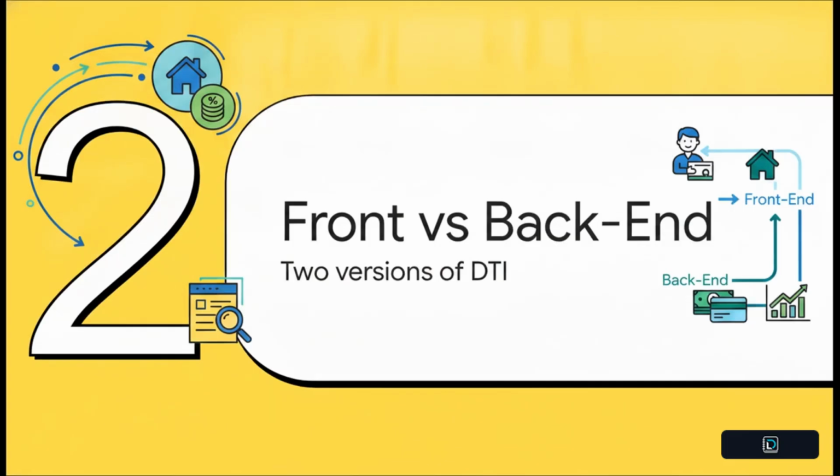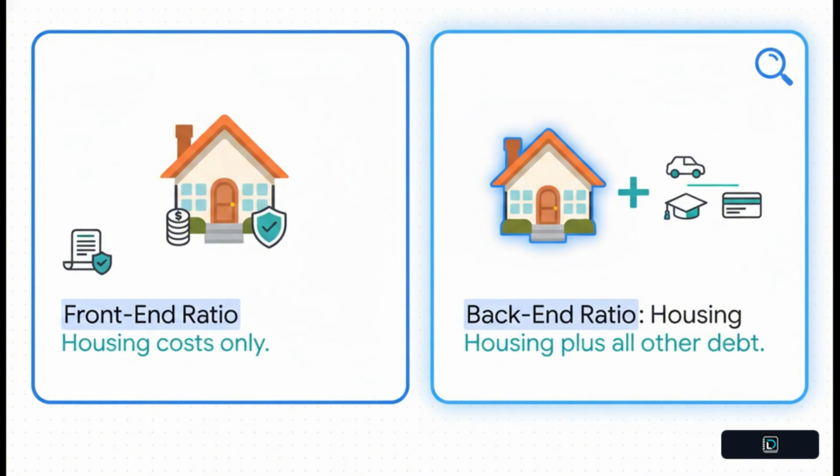All right, moving right along to part 2. When you actually apply for that mortgage, lenders are looking at 2 totally different versions of this ratio behind closed doors. And this brilliantly illustrates the difference. You've got the front-end ratio and the back-end ratio. The front end is basically just your housing ratio. It's only looking at your future housing costs, like a $1,500 mortgage payment.